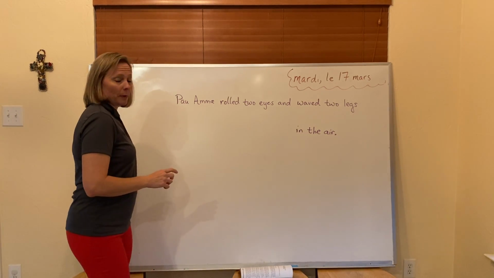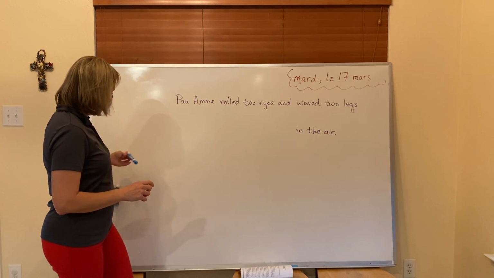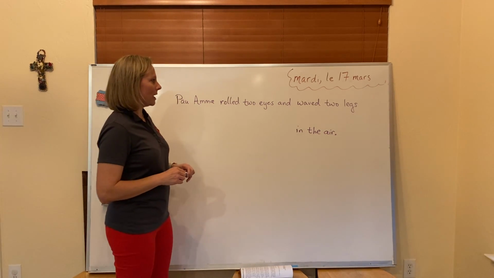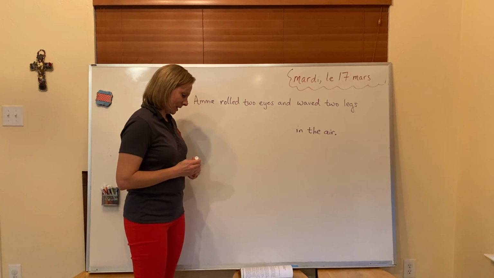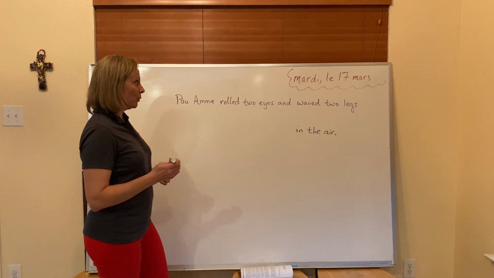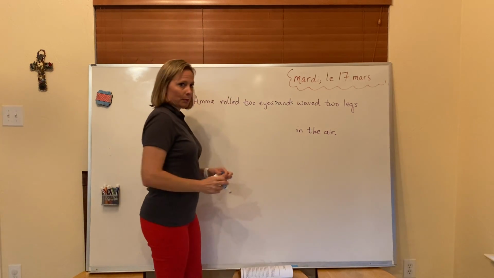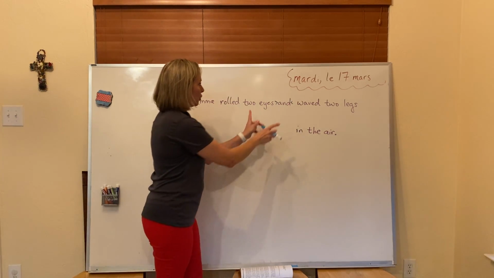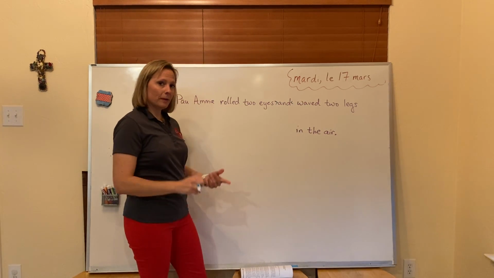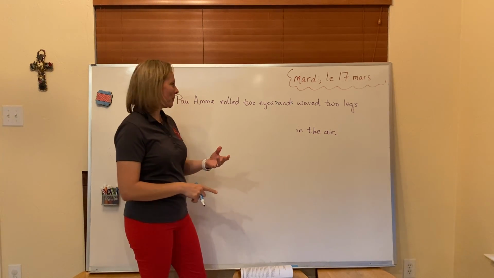First thing we do when we analyze is always read it out loud together. So let's do that. Read it with me. Pau Ama rolled two eyes and waved two legs in the air. Are there any conjunctions? Yes, you're right. There is a conjunction right here. It's and. We will make wings around our and to show that it's joining the two things that are on each side of it. So the order of analysis is phrases, clauses, principal elements, modifiers.